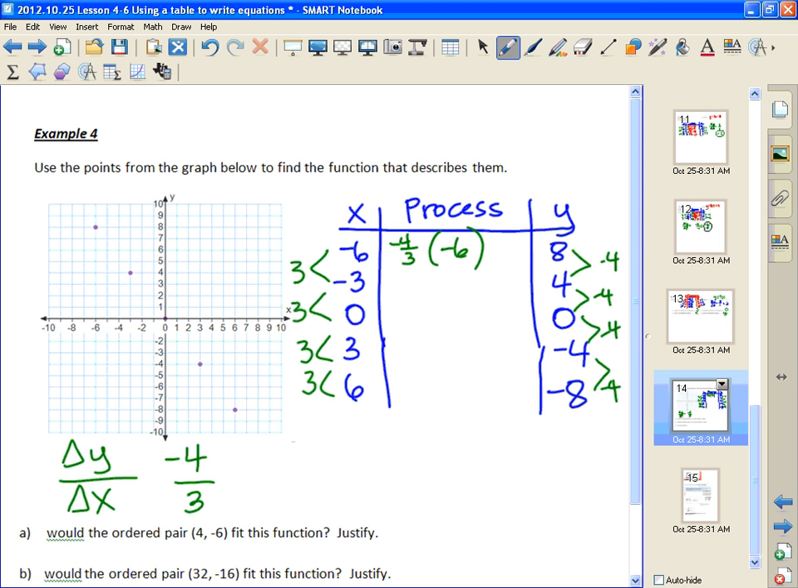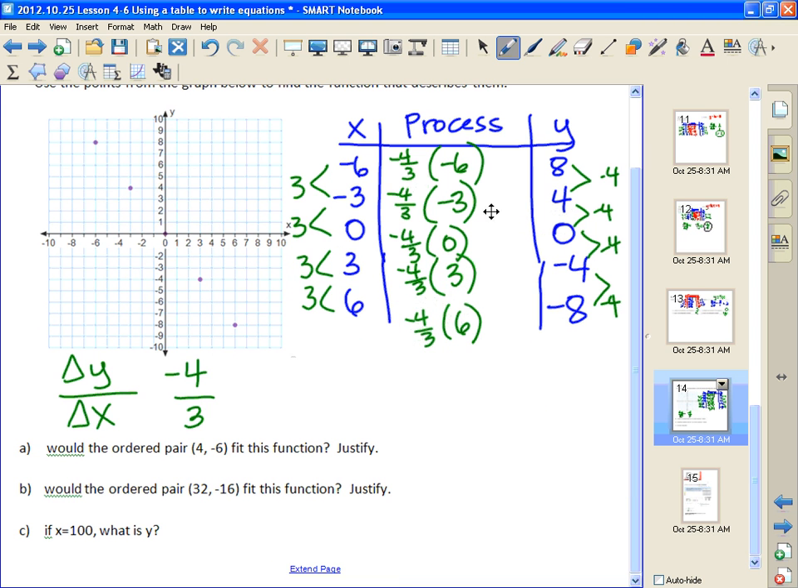So in your calculator, what is -4/3 times -6? It is 8? Okay, it should be +8, right? Okay, it is +8. So we're done there. We don't need a constant. Then I'm going to do -4/3 times -3. What do I get? Should get 4. And -4/3 times 0 is 0. And -4/3 times 3 is -4. And then -4/3 times 6 is -8.